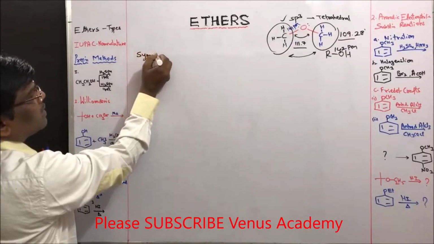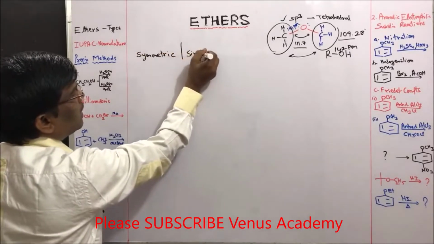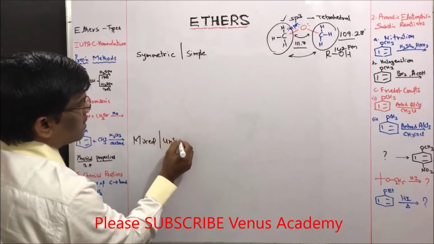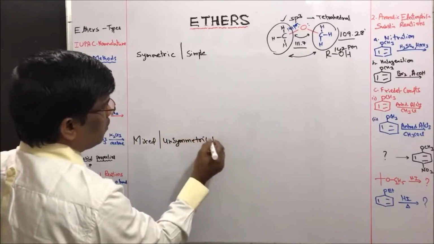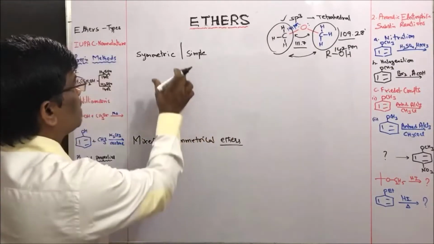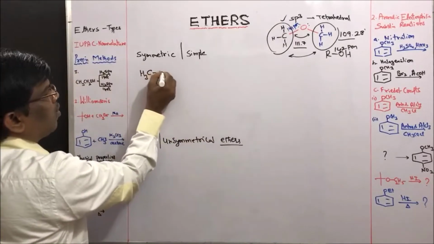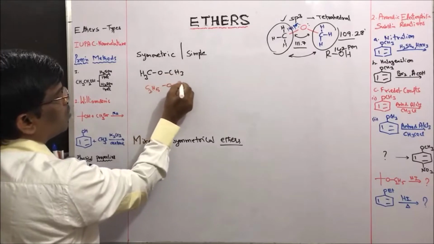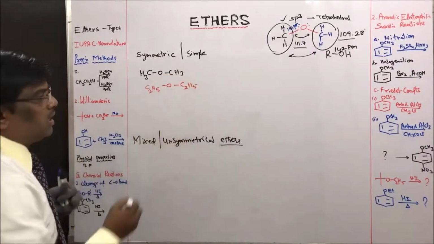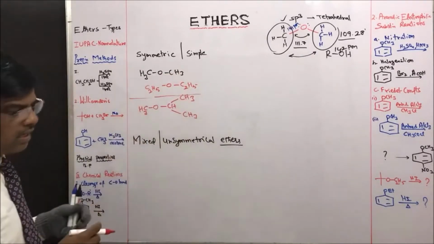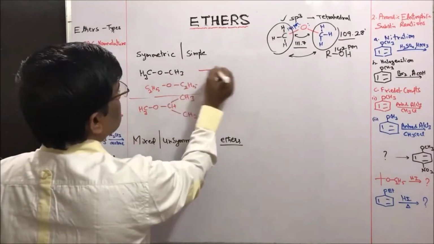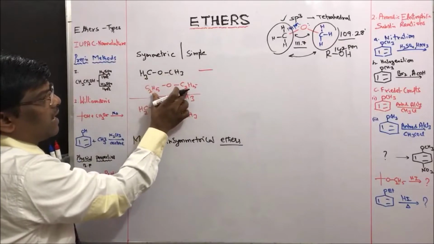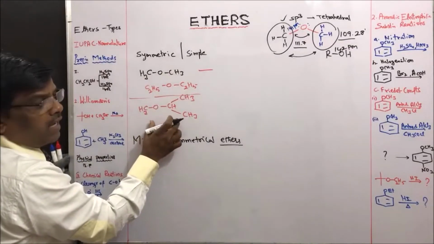Symmetric ethers are simple ethers, and there are mixed or unsymmetrical ethers. That means the ether is going to have different groups. For example, symmetric ethers: methoxymethane, C2H5OC2H5, ethoxyethane. This is a mixed ether. For example, this is dimethyl ether. The common name is dimethyl ether. This is diethyl ether, and this is methyl isopropyl ether.